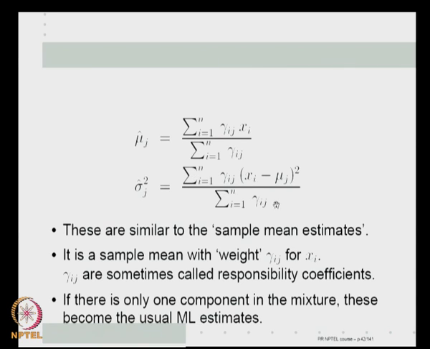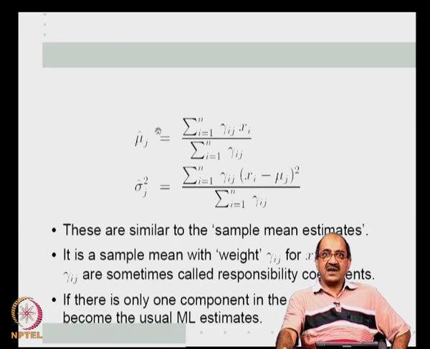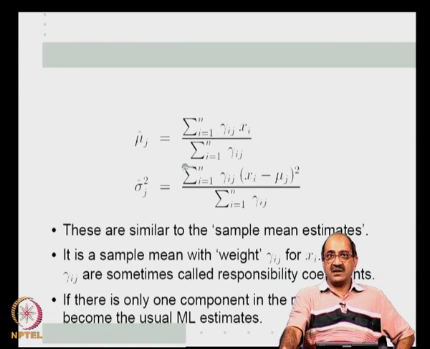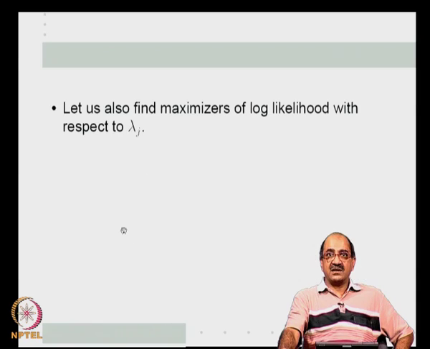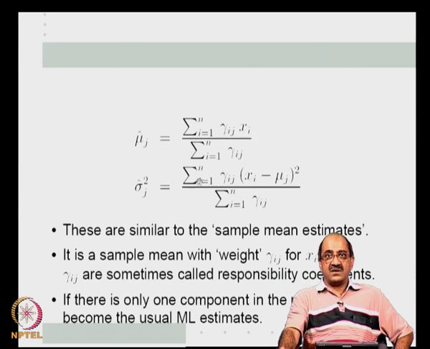Of course, if there is only one component, then j goes from 1 to 1, so gamma_ij is all 1, and these are the same sample mean estimates we got earlier for ML estimation of mean and variance of a single normal density. So, in the limiting case of only one component in the density, they go back to the single density estimates. They still retain the nice sample mean structure with gamma_ij being the weights associated with the ith sample, so these are essentially weighted sample mean estimates. Of course, they are not really estimates, as I said, because the gamma_ij depend on mu_j.